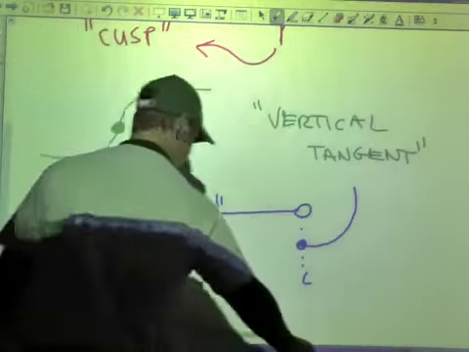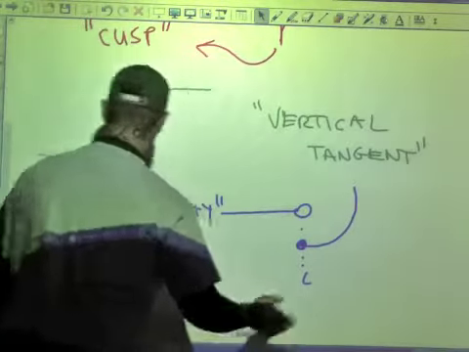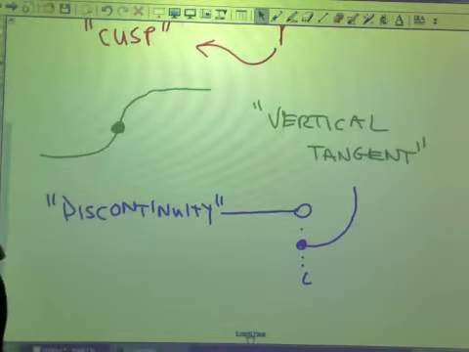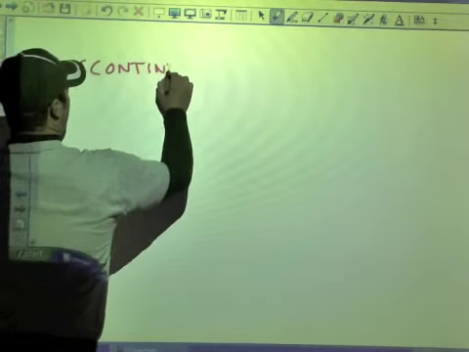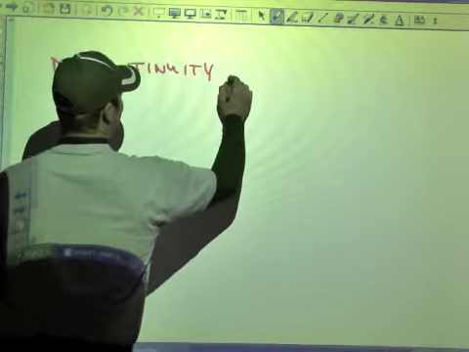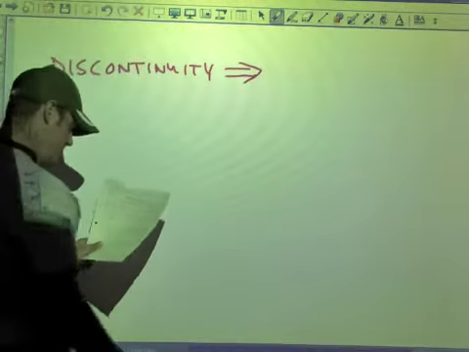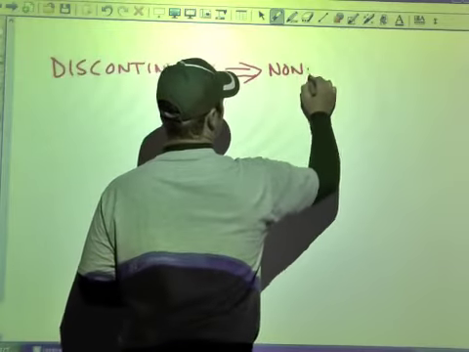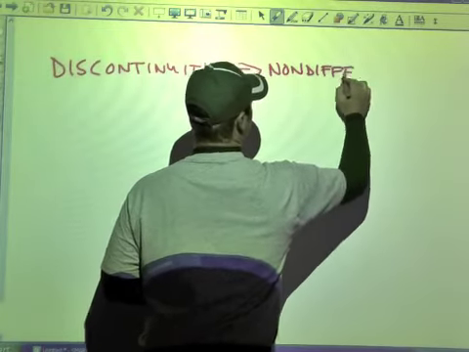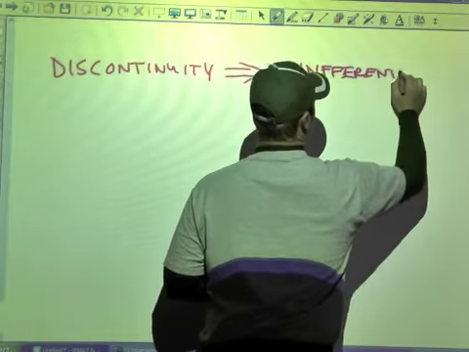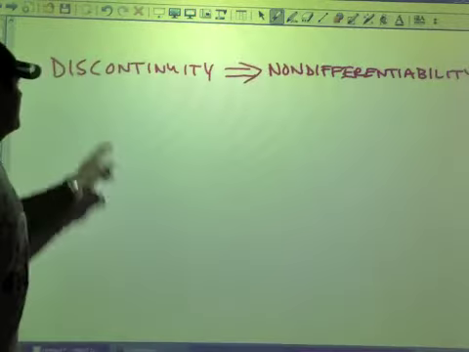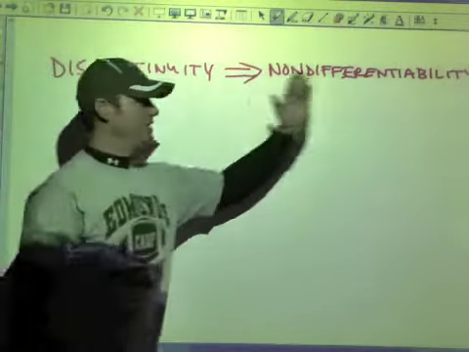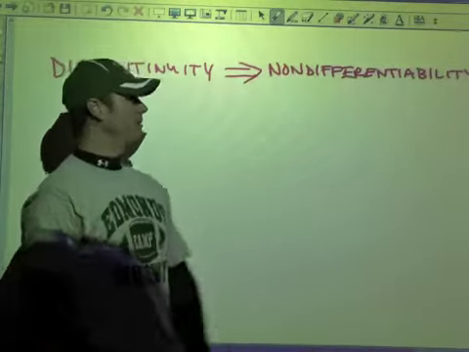Okay? Now, in general, we can classify these concepts with a general statement. It goes something like this. Discontinuity implies, that's what that symbol means, non-differentiability. Which basically means if a function is discontinuous, it's going to be not differentiable, period. It's not even possible. Okay?